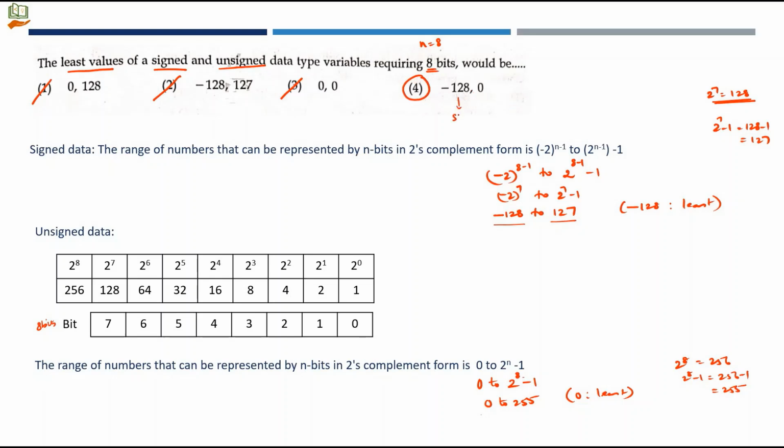This stands for signed type and this stands for unsigned type. Totally there are 256 values. But in signed part it ranges from minus 128 to 127. In unsigned part it goes from 0 to 255. When you add these two, you will get 255. Along with that you have to add one 0 value also. So totally you will have 256 values.